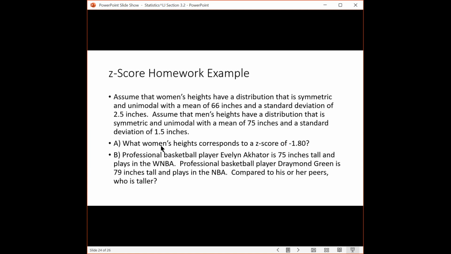What women's heights correspond to a z-score of -1.8? This is asking you to start off with a z-score and find a height. We haven't done that up to this point, so I'll show you how to do that. And then a professional basketball player, Evelyn Akator, is 75 inches tall and plays in the WNBA. Meanwhile, professional basketball player Draymond Green is 79 inches tall and plays in the NBA. Basically it's asking which has a higher z-score.